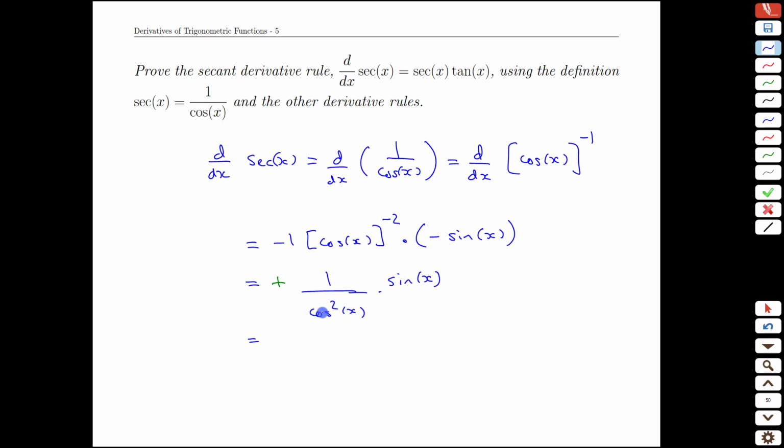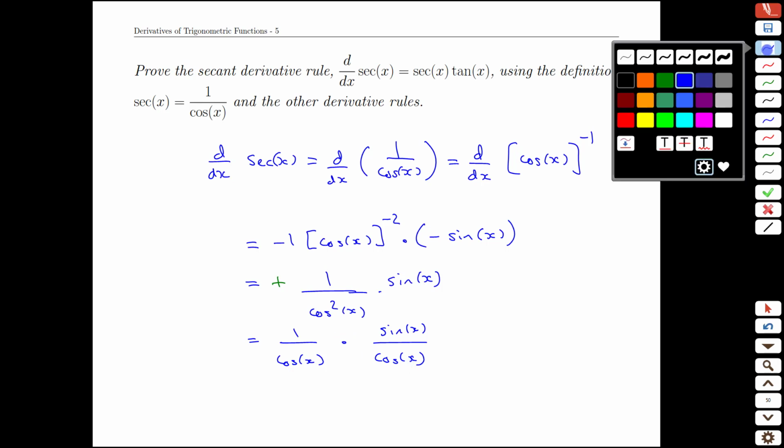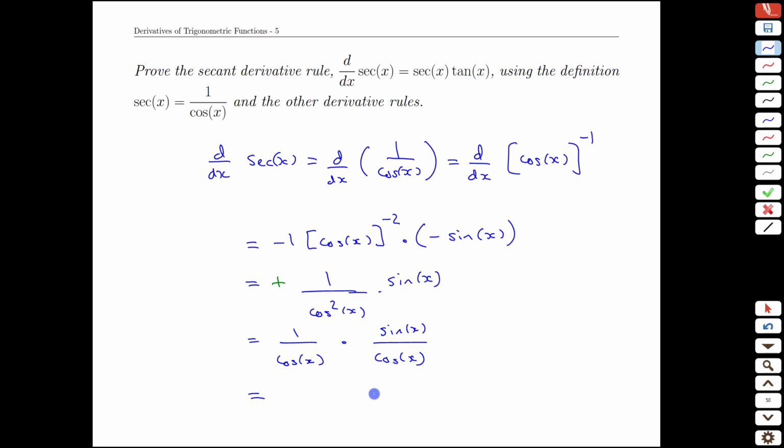All we do is take this cosine of x all squared and break it into 1 cos of x in one term times the sine of x with the other cos of x. So we split this cos squared into 1 cos on the left, 1 cos on the right, and lo and behold, sine over cos is what we define as tan, and 1 over cos is where we started all this with, secant. So the derivative of secant x is secant x times tan of x.